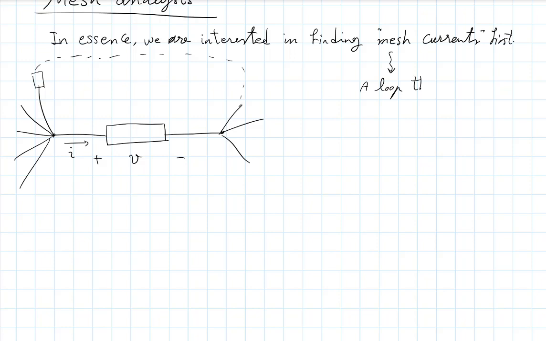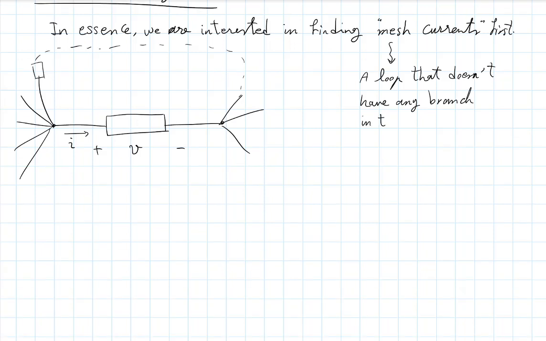A loop that doesn't have any branch in the middle. So you might say it's a simple loop. Because recall, you could have a loop that combines multiple loops, and so for instance, you can go around the entire circuit, and that would be a loop, but that would have a lot of things in the middle. A mesh is one of those simple ones.